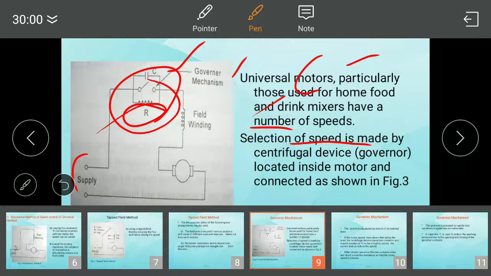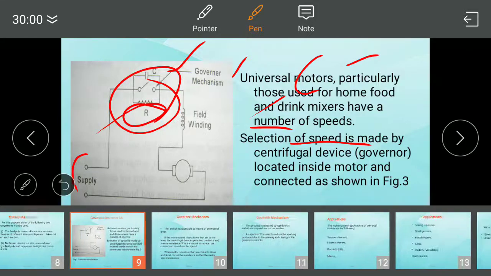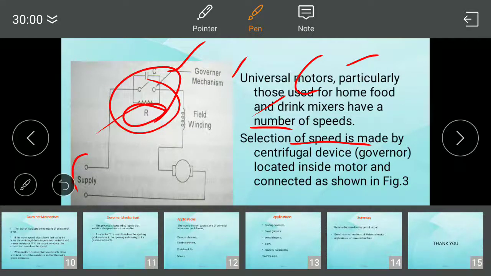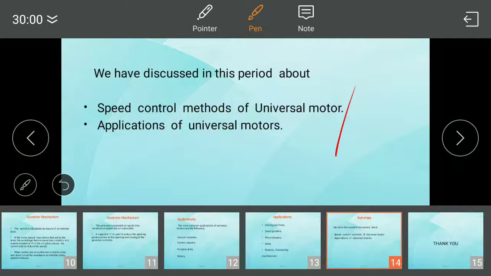Applications are generally household oriented. These motors are all in hand machines, generally used for drink mixers, home food and drink mixers. So these are the speed control methods and applications of universal motors.